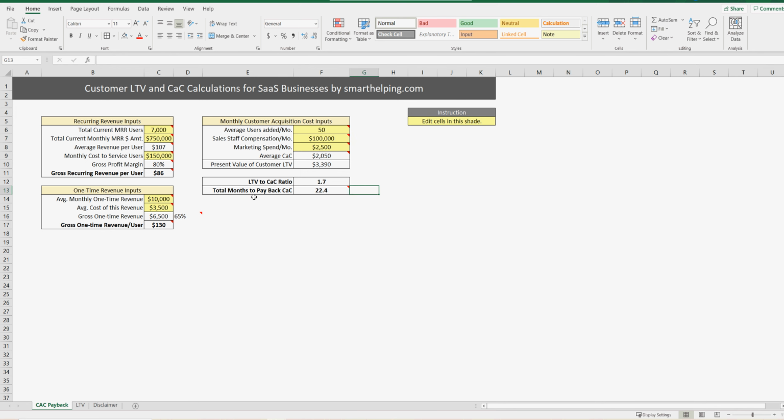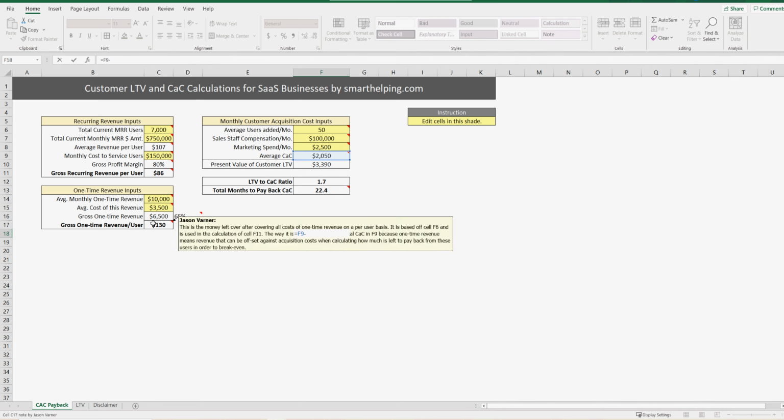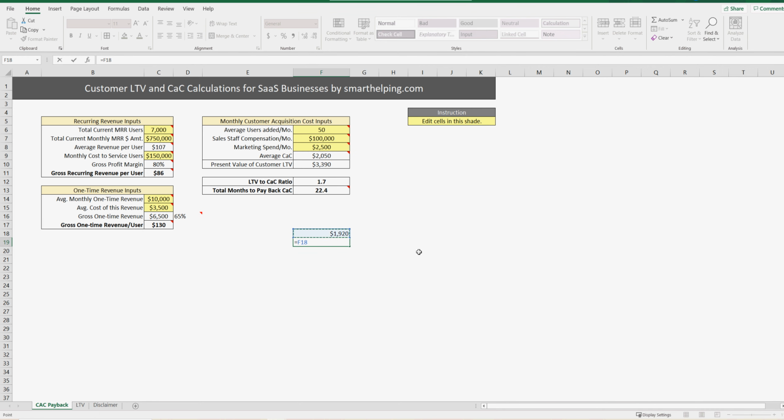The second metric is the total months it takes to pay back that cost, based on how much one-time and monthly recurring revenue you're getting. Here, to pay back $2,050 of CAC, it's going to take 22.4 months. And I'll show you that calculation: it's just your total CAC minus the upfront one-time revenue, so 1,920, divided by how much monthly gross profit you're earning here. See, there's 22.4. That's how this is calculated.